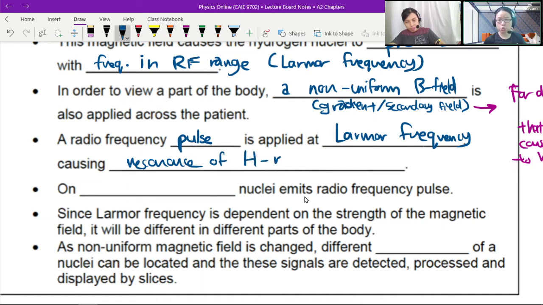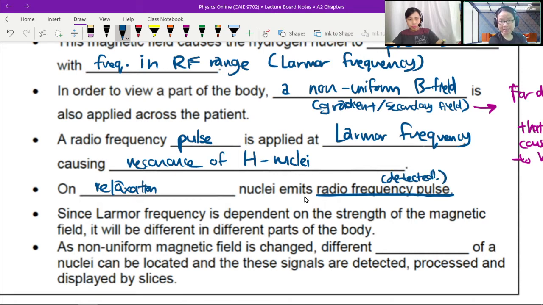So first we ready the hydrogen nuclei, put in a big magnetic field, and a small, non-uniform magnetic field. Then we send a radio frequency pulse, ready to resonate. Once the hydrogen nuclei resonate, they relax back to a lower energy state. On relaxation, the nuclei emit a radio frequency pulse. Okay?